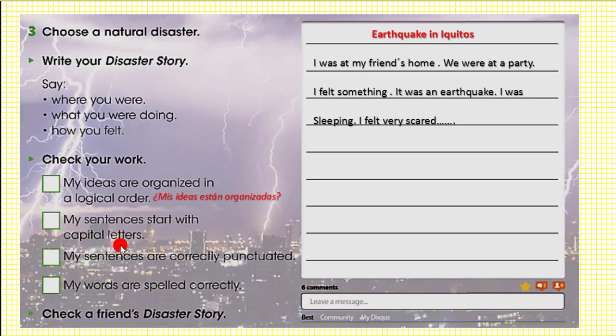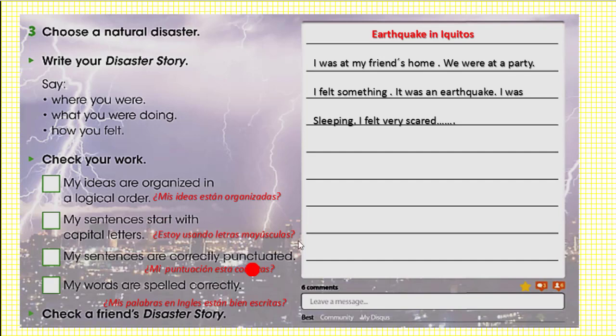What about the second statement? My sentences start with capital letters. ¿Estoy usando letras mayúsculas? Verifico en mi composición si estoy usándolas. What about the next? My sentences are correctly punctuated. What is this? Mi puntuación está correcta, o sea, con los puntos, las comas, etc. Okay? My words are spelled correctly. What is this? Mis palabras en inglés están bien escritas. Están bien escritas, no me falta una R, una A, una E, etc.